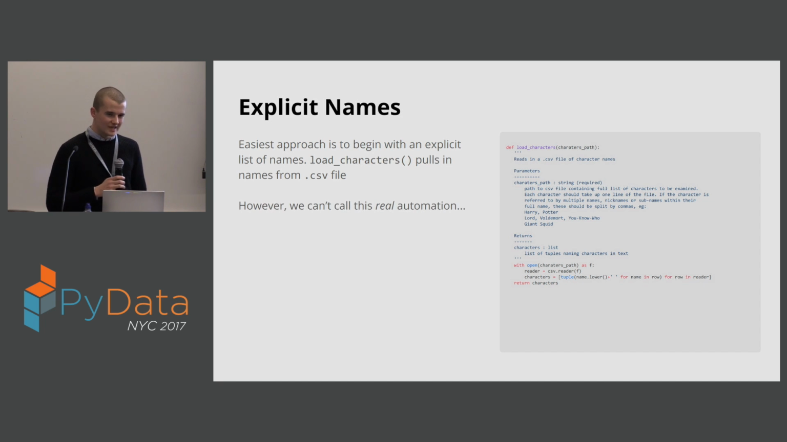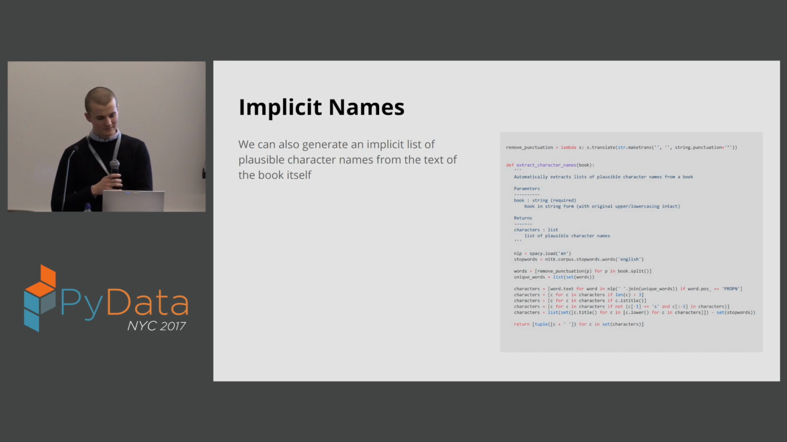But it's not really automation. You can't really call that an intelligent program if you're giving it a load of context beforehand. I wanted a program that would automatically take in any novel and spit out this graph without any prior context or knowledge. So we needed to find implicit names or plausible names in a novel.